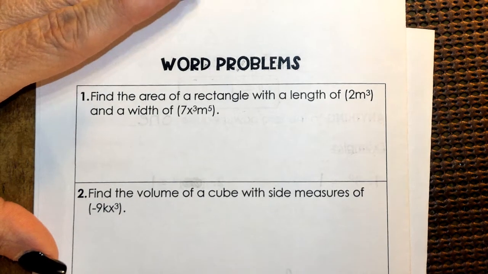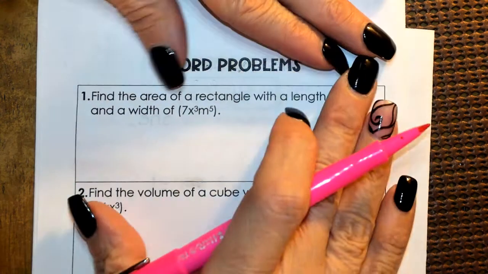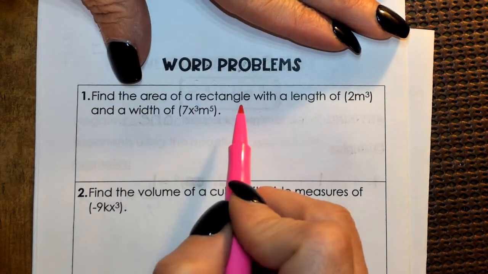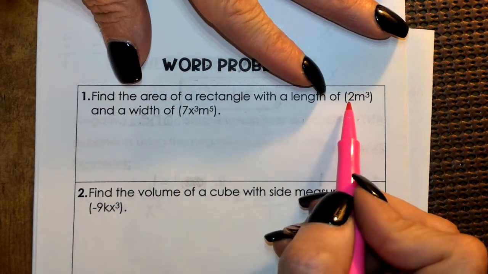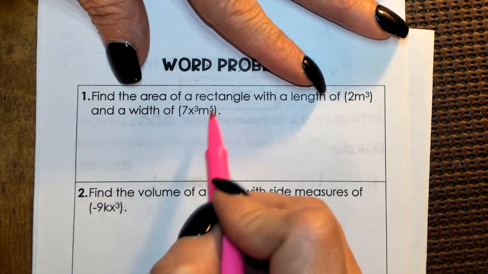Hey gang, it is word problem time. Okay, so here we go. Exponents and word problems. Find the area of a rectangle with a length of 2m to the third and a width of 7x to the third, m to the fifth.